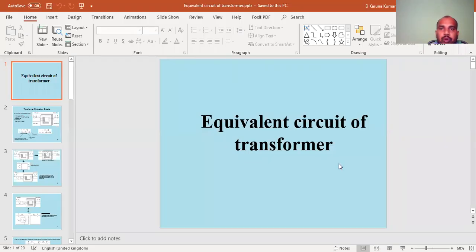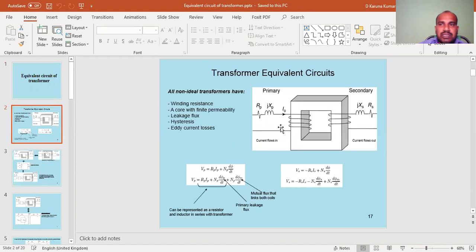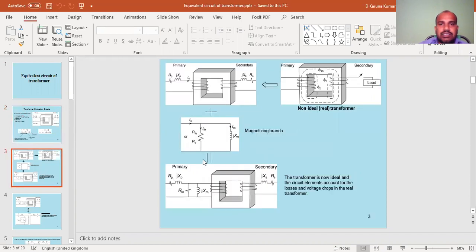Today I'm going to discuss the equivalent circuit of a transformer. Okay, the equivalent circuit of a transformer. Actually, the transformer transfers electrical energy from one circuit to another circuit without changing the frequency. Okay, this is a basic diagram of a transformer.